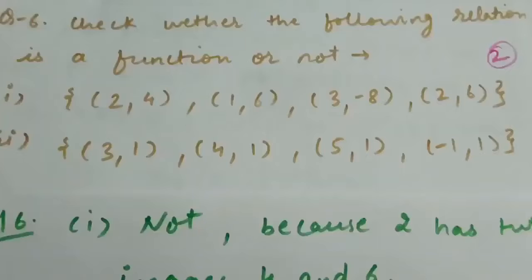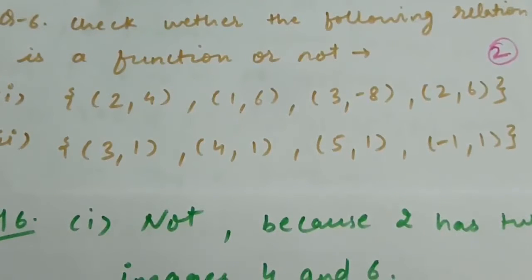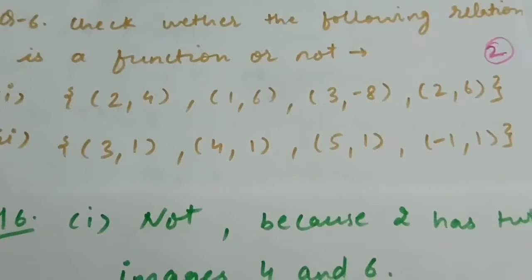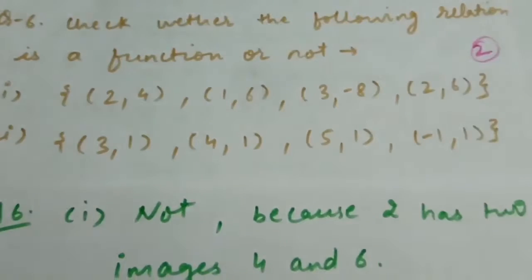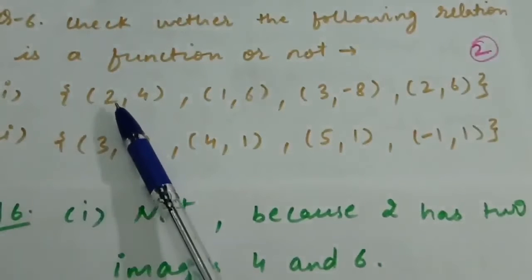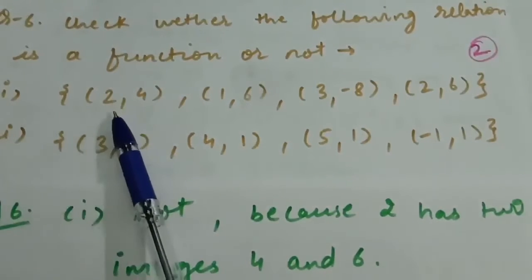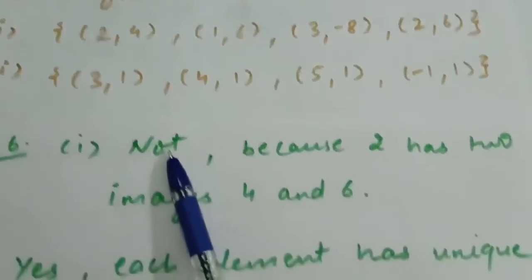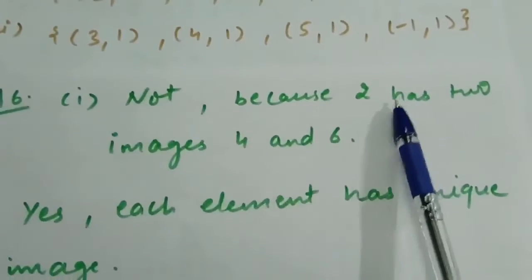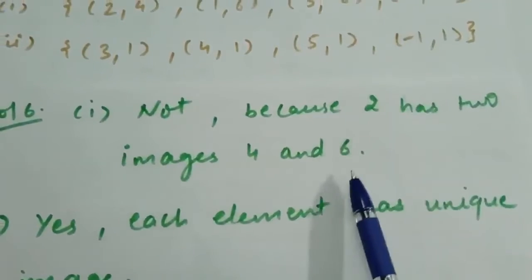Clear? Question number 6. Check whether the following relation is a function or not. So first is the set (2, 4), (1, 6), (3, -8) and (2, 6). Now we actually know this, that the first element of the ordered pair should not repeat, otherwise it has more than one image. Now here we can see 2 is repeating twice. Therefore this relation is not a function because 2 has 2 images, 4 and 6, right?